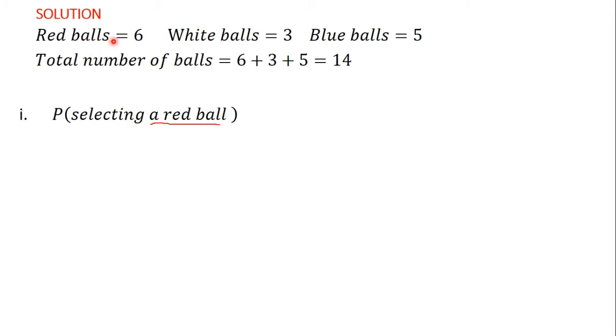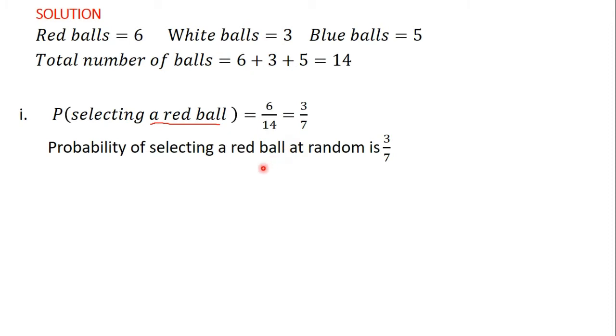The number of red balls is 6. The total number of balls is 14. So the probability of selecting a red ball is equal to 6 divided by 14. When we simplify this, we are going to have 3 divided by 7. So the probability of selecting a red ball at random is 3 divided by 7.